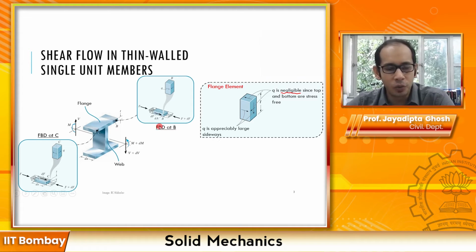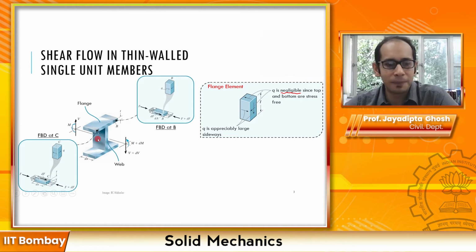Okay, so what you see is that in the flange, the shear flow, or the shear force, is acting along this, parallel to this element over here. Take a look at this arrow. This particular arrow is acting parallel to this face over here, right? Okay, so that takes care of the flange. Now what happens in the web? Let's take a look at the web.